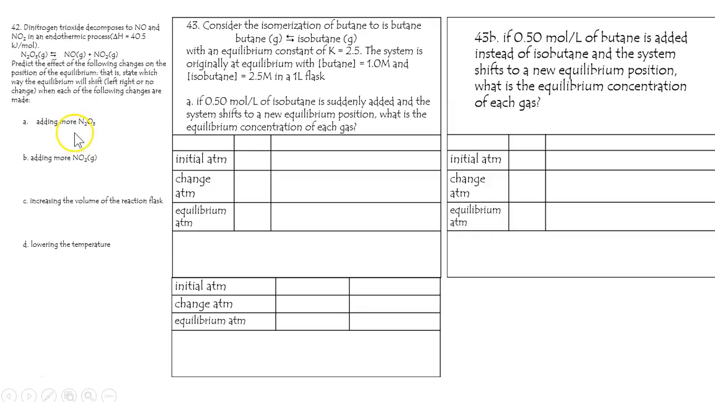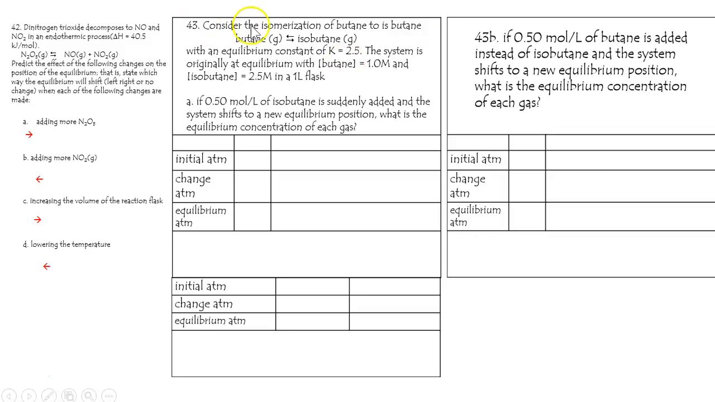So adding more N2O3, good idea. Shift it to the right. Adding more NO2, that should shift it to the left because it's a product. Increasing the volume decreases the pressure, and I already pre-analyzed that, and I said that's a good idea. Lower pressure should help. Lowering the temperature, I don't think so because you want to apply heat to this system since it's endothermic. That should shift it to the left.